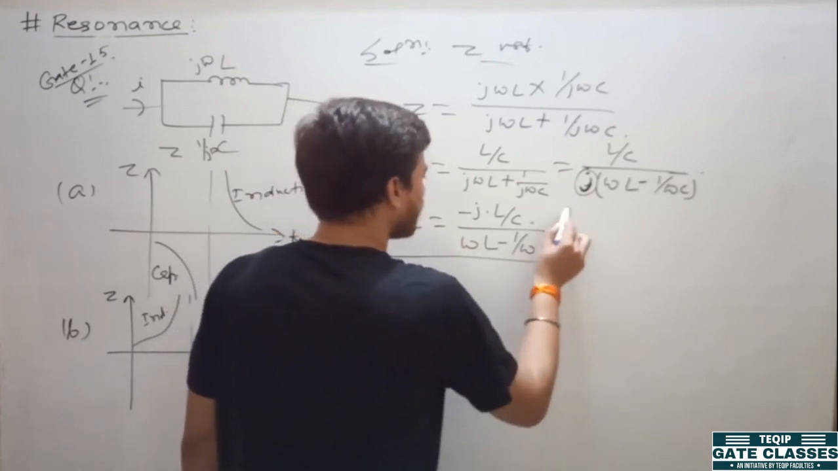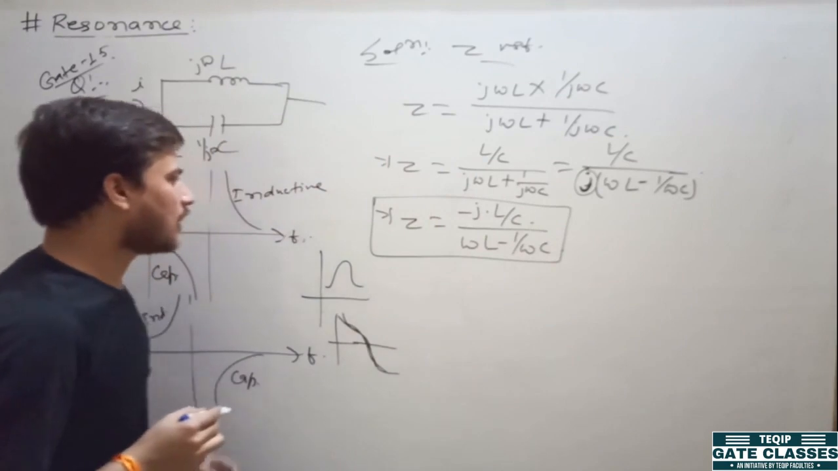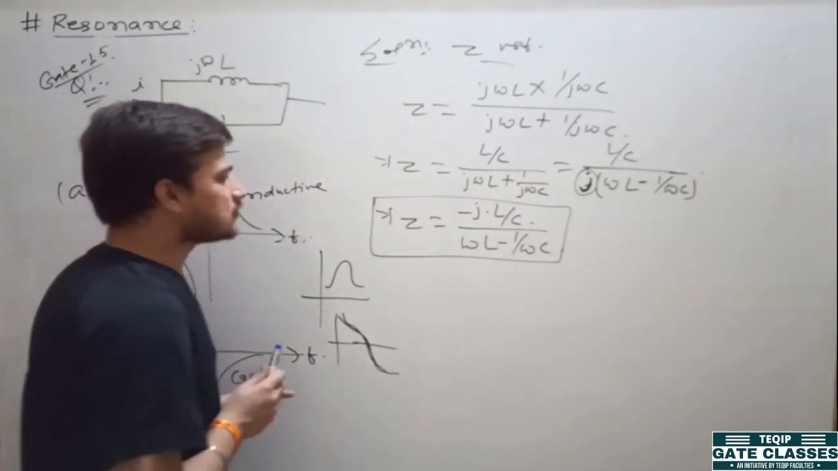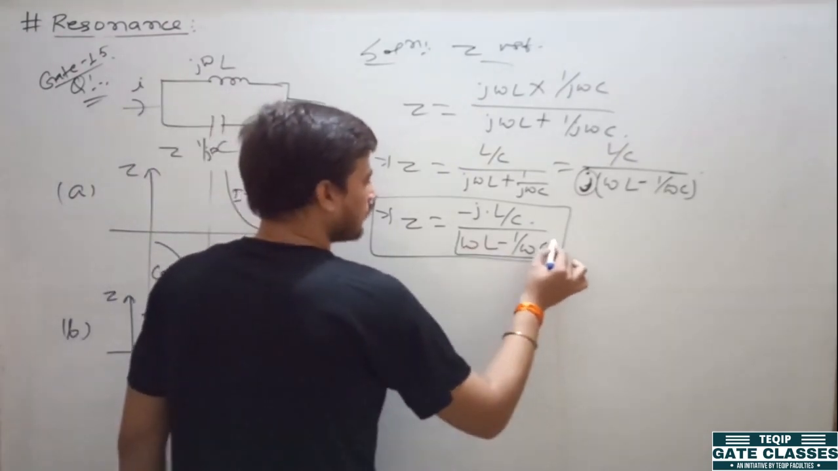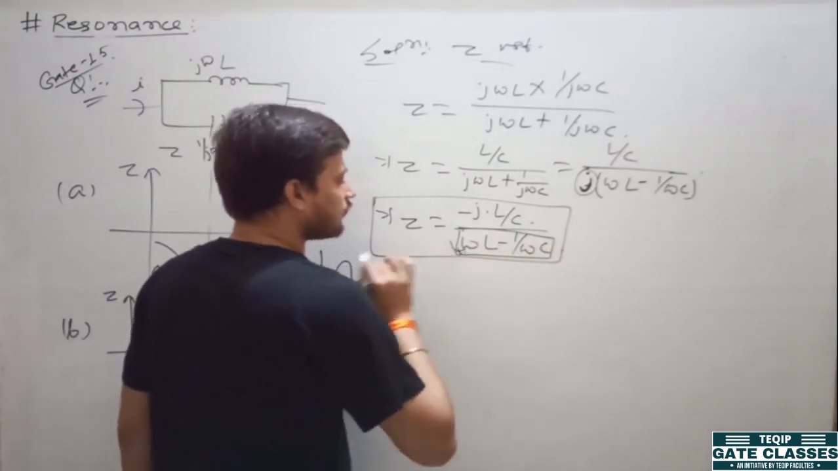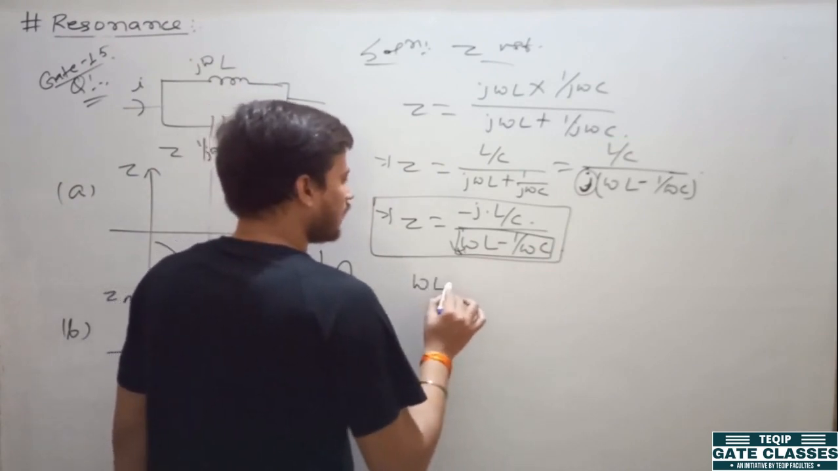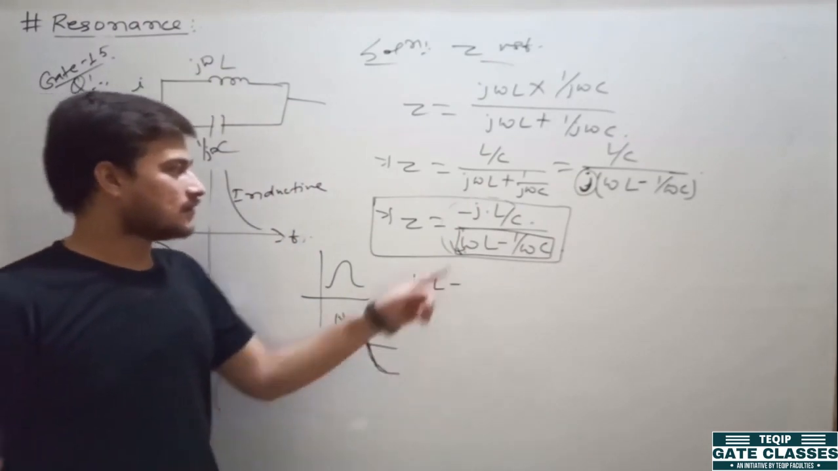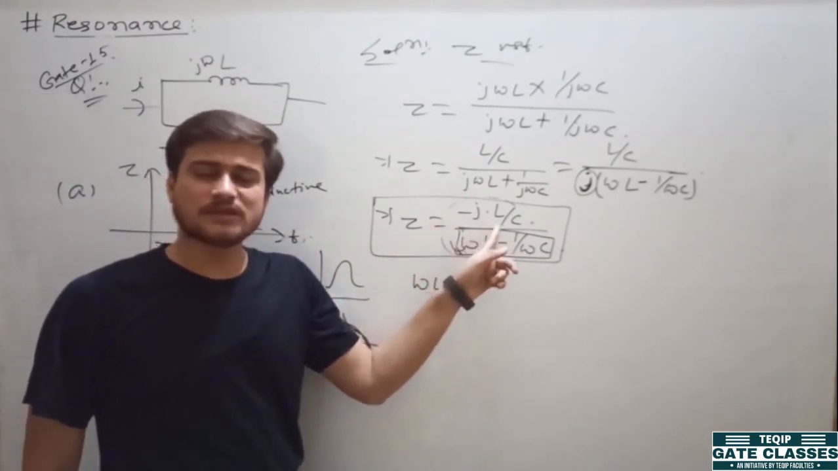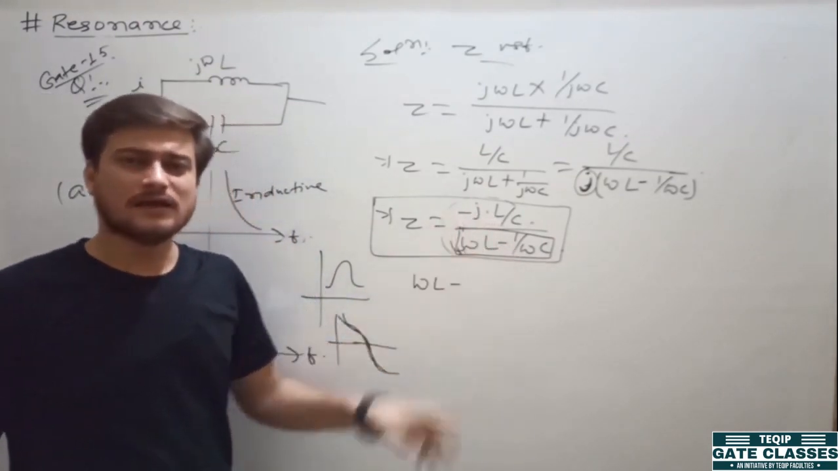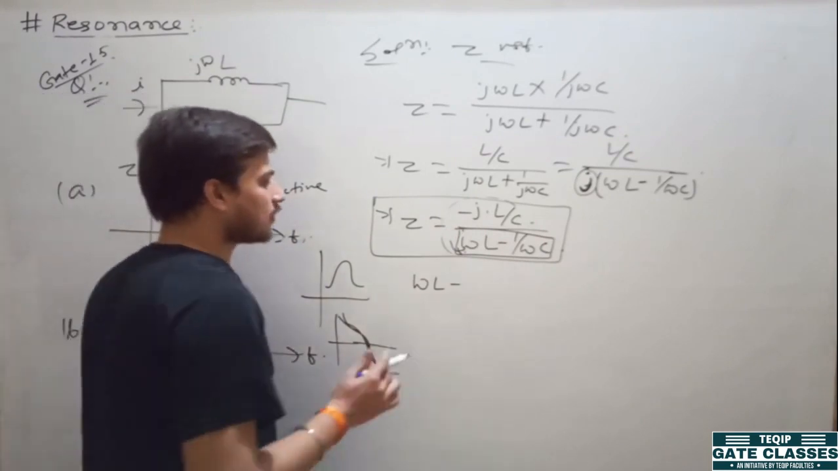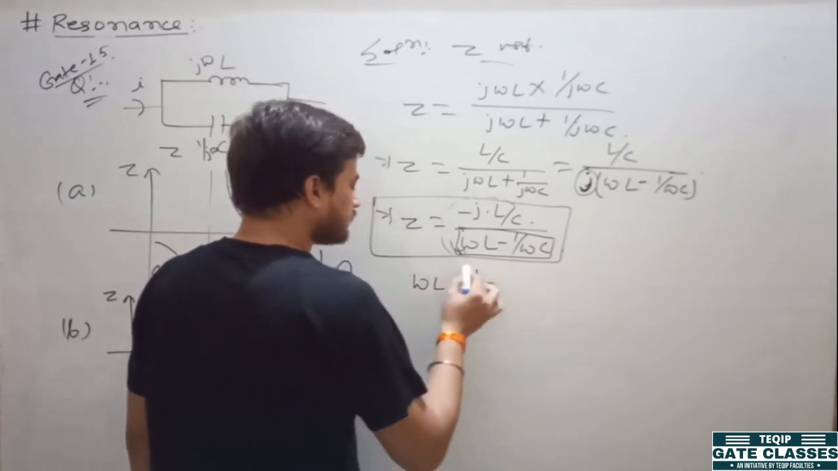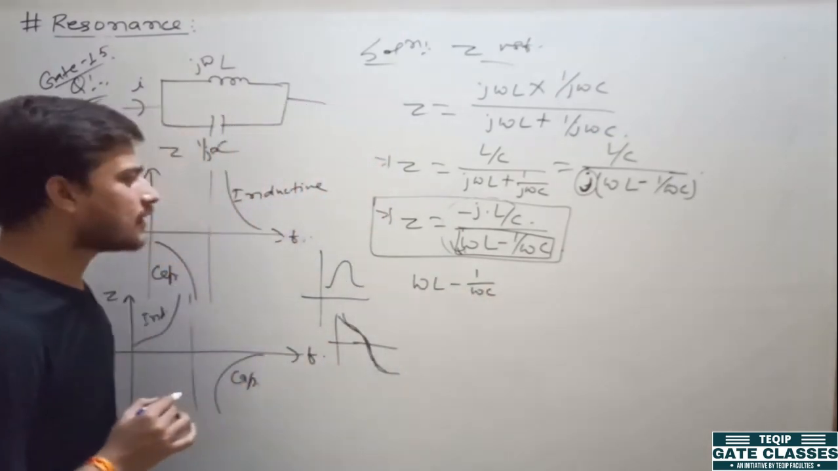Clear? Omega L upon 1 minus omega C. Now we have to check the variations of frequency. So you see here, this is the critical frequency. The whole term is imaginary, but the term is negative, which means minus 1 by j is multiplied at the numerator. So omega L minus 1 upon omega C is the critical term.